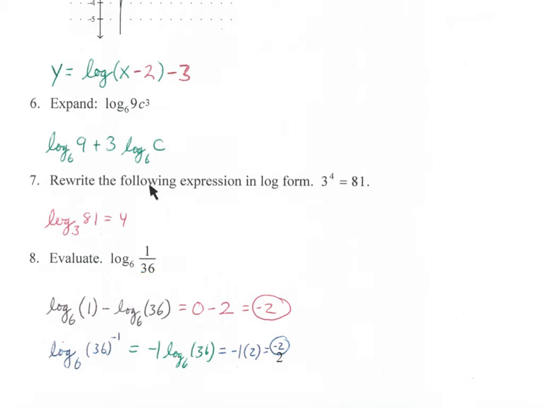In this problem, we're just going to rewrite, and this is a log. So you put the word log right here and switch these two. So there it is. 3 to the what power is 81? Is it 3 to the 4th is 81? Why, yes, it is.